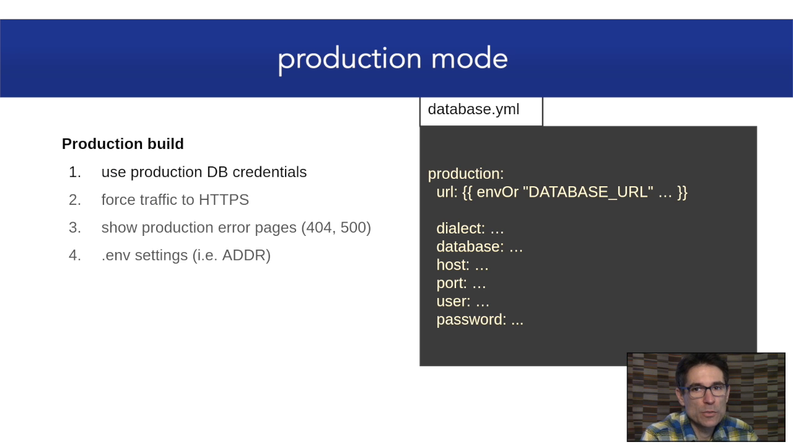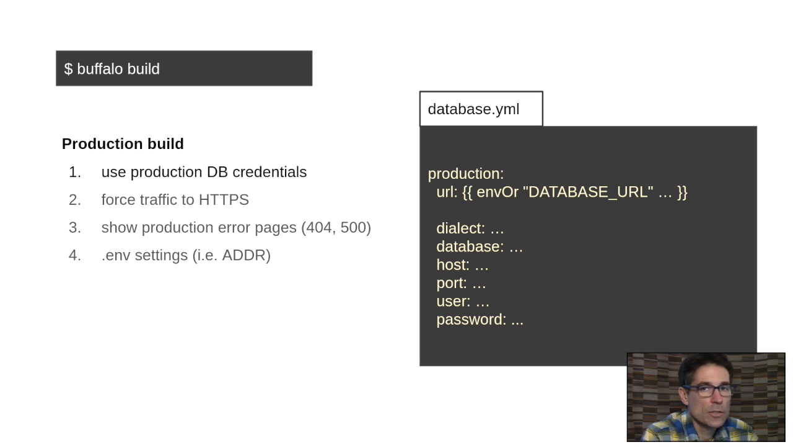Running buffalo build is one of the first steps to get our app ready for production. Up to now, we've been running in development mode. To move to prod, we're going to run in production mode. What does that mean? A couple things happen when we enable production mode in Buffalo. Number one, Buffalo is going to use the database credentials from the production set in our database.yml file.